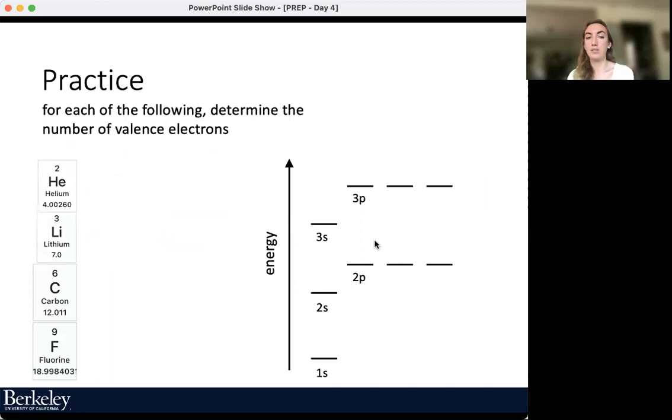Okay, so these are the exact same elements as before. You've already practiced filling in the electron configuration. So I'm just going to give you a couple minutes in your breakout rooms to, given those electron configurations you came up with before, tell me how many of those electrons are valence electrons. I'm just going to give you like 3 minutes.